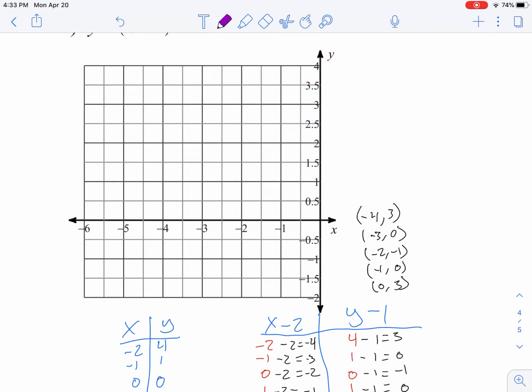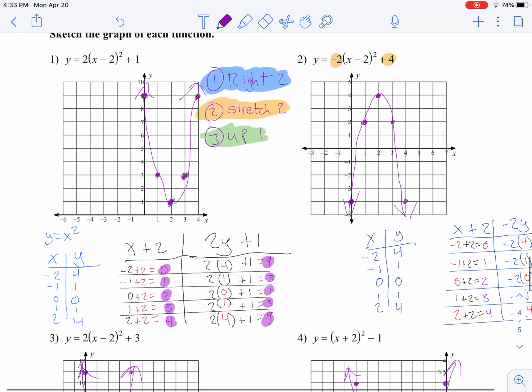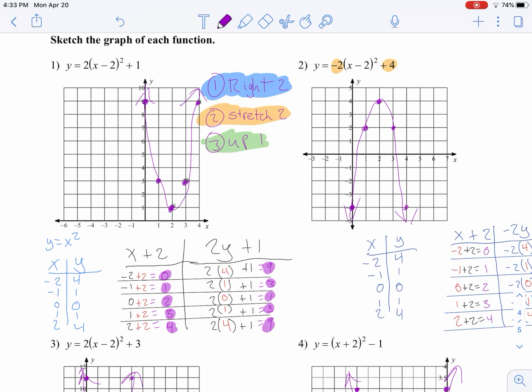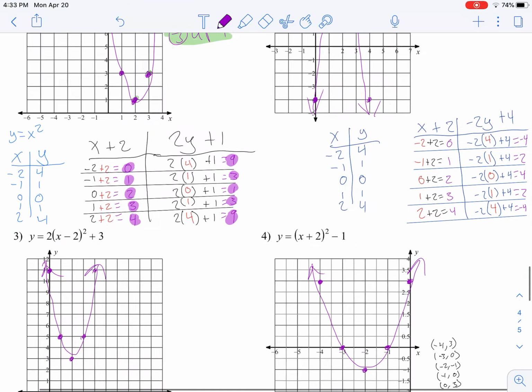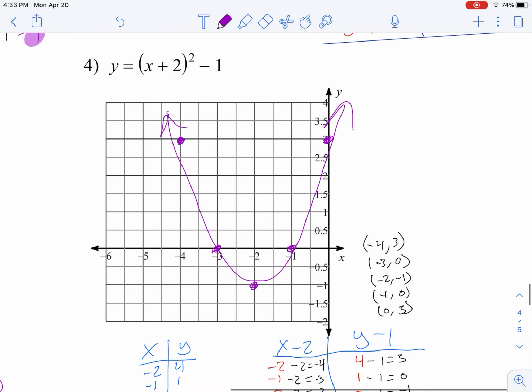So (-4, 3), (-3, 0), (-2, -1), (-1, 0), and (0, 3). And there we have a nice parabola. Okay, hope that makes sense. We'll practice with it some more. But there were two ways. We could either put the parent points on the graph and then move those parent points, or we can make a parent table and then change the numbers in the table using our transformation.